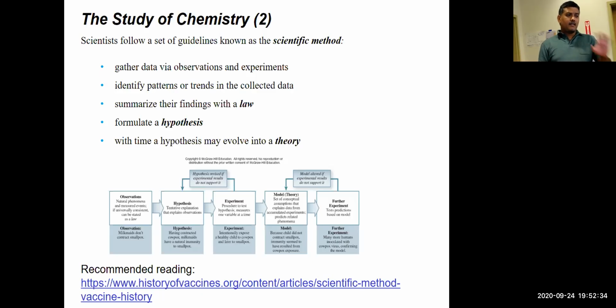That's an interesting reading. I just included the reading here, history of vaccines. I highly recommend you spend just a couple of minutes on it and read that article. It is a fantastic article to introduce yourselves to what goes into the scientific method.